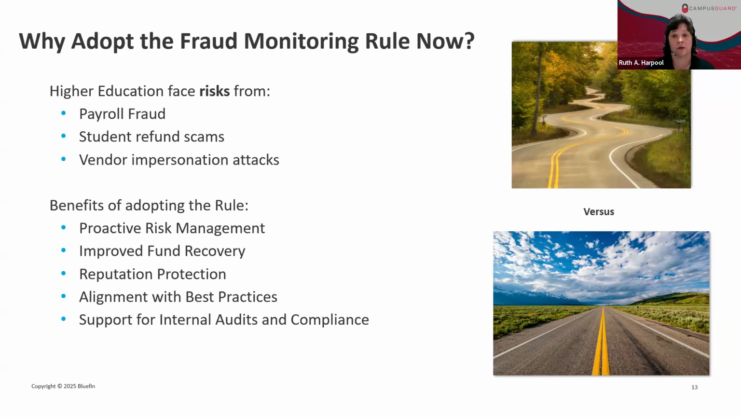It's proactive risk management. I've got two pictures on the screen here. One is a windy road and one is a straight road. If the distance were the same, 1 mile, would you get there quicker on the straight road or the windy road? Probably the straight road. That's the path the fraudsters will take, the path of least resistance, not the scenic path. They're going to take the path of least resistance. And as soon as they get your money, it's likely gone. There's no turning back, right?